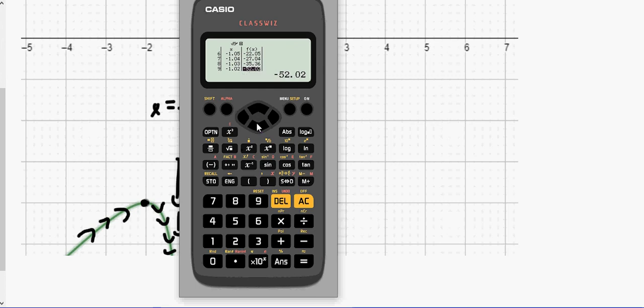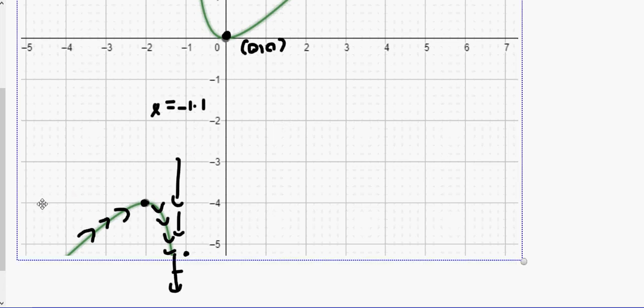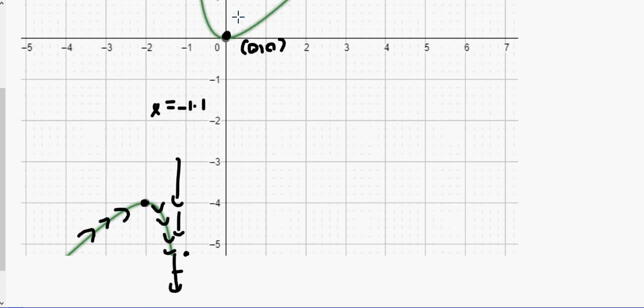They're getting very negative, aren't they? Minus 1.01 is minus 102.01. That's when it's going all the way down here. So the bottom line is, it never gets beyond the y values, or the outcomes. They never get beyond minus 4. Is that okay with you guys?